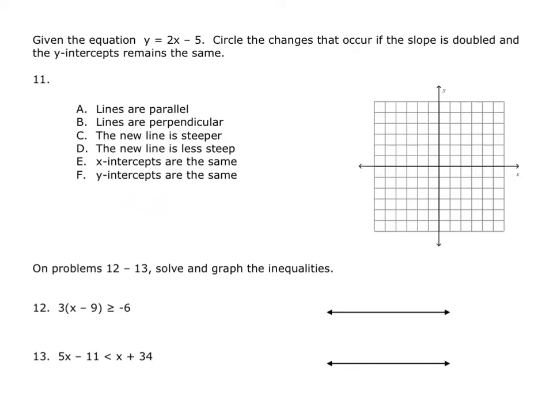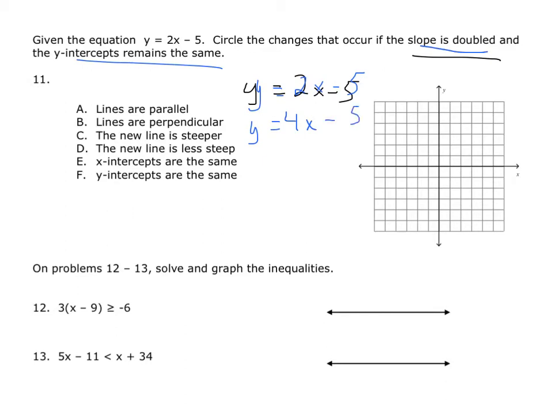Number 11, given the equation y equals 2x minus 5, circle the changes that occur if the slope is doubled and the y-intercept remains the same. Okay, I'm going to write the two equations down. So y equals 2x minus 5. That's line 1. And in order to have changes, we have to have a second line. The second line will be y equals, and then we have to figure out what has changed. It says that the slope doubled. So 2 is our slope on the original line. If we double it, it's now 4x, because 2 times 2 is 4. And the y-intercept remains the same, so minus 5.